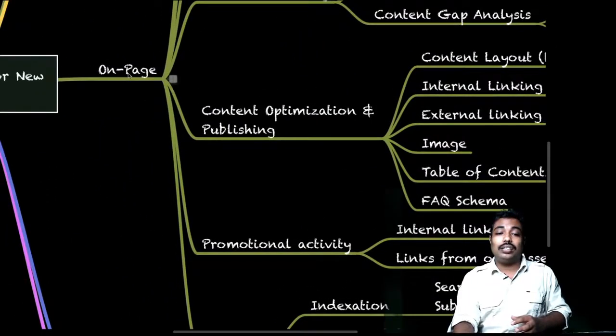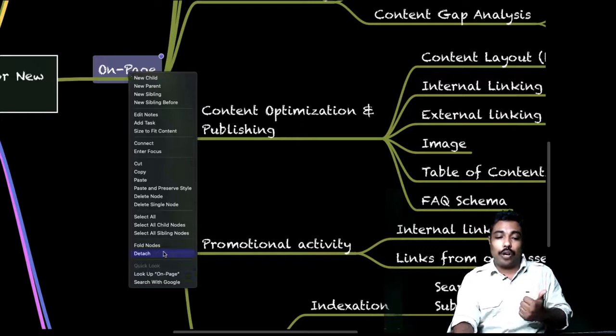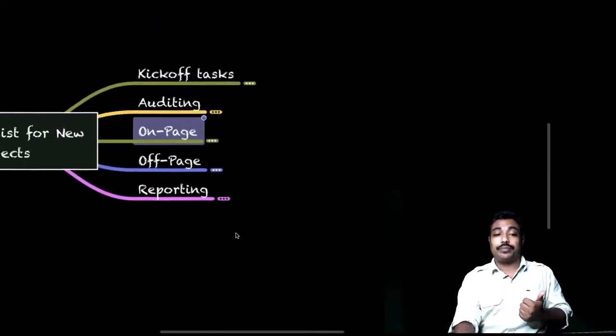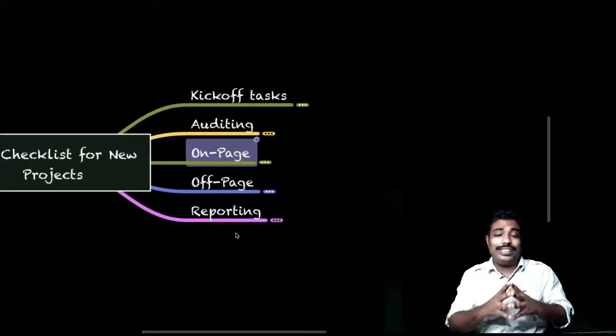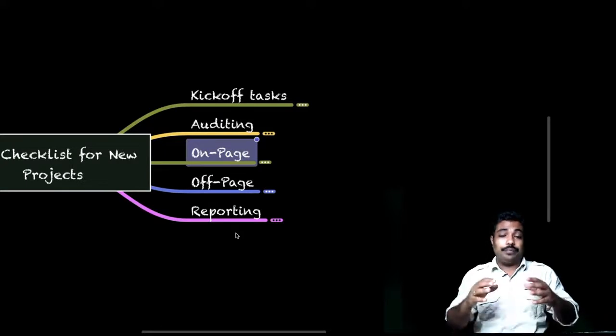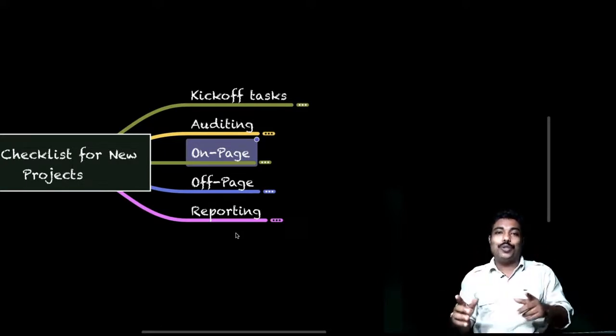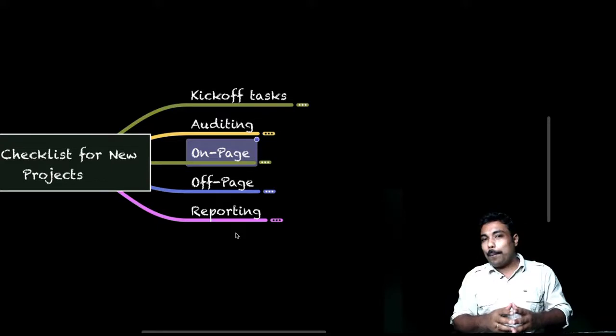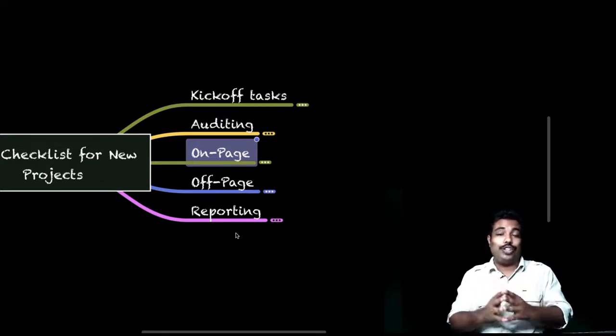So this is the checklist we follow for the on-page section. That's it for the on-page module, and see you guys in the next video with the off-page checklist. What are the things we actually do in off-page?